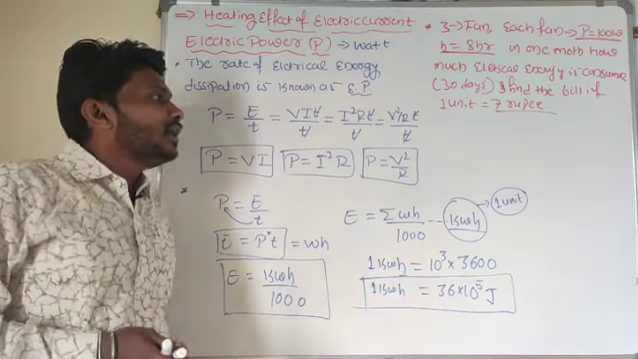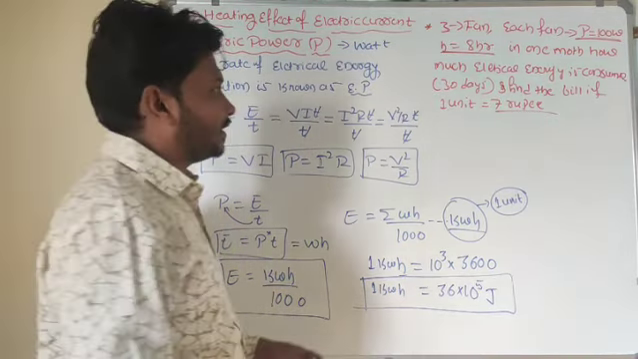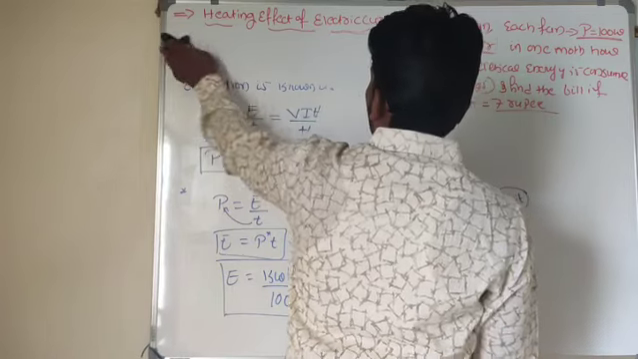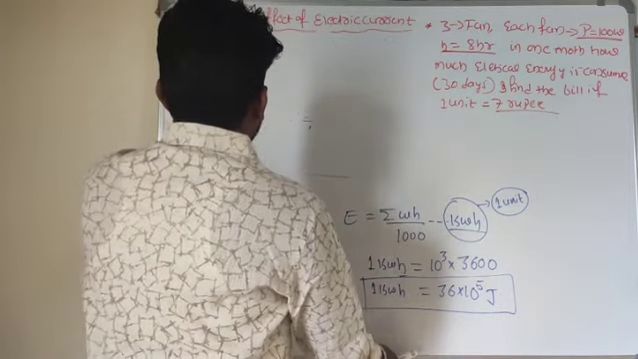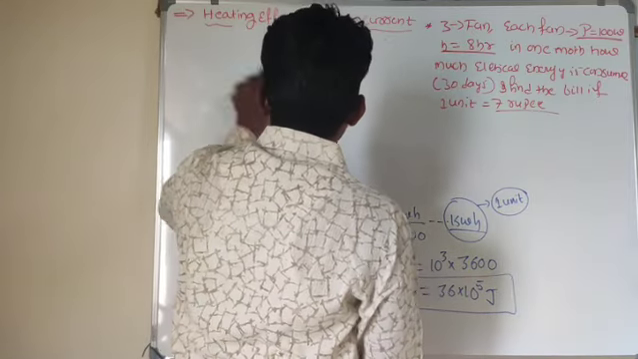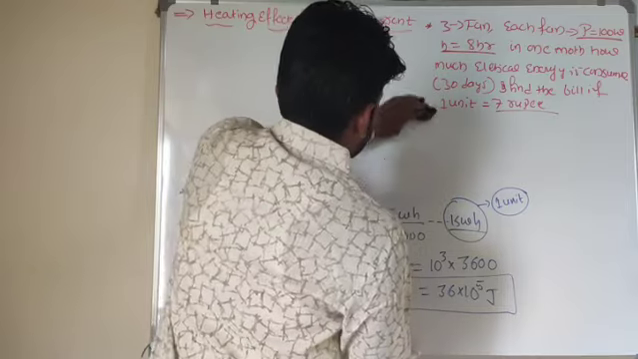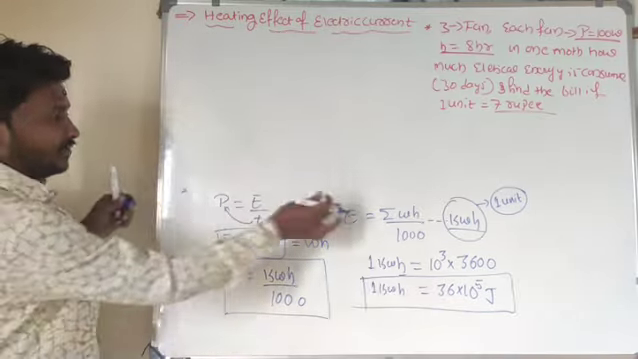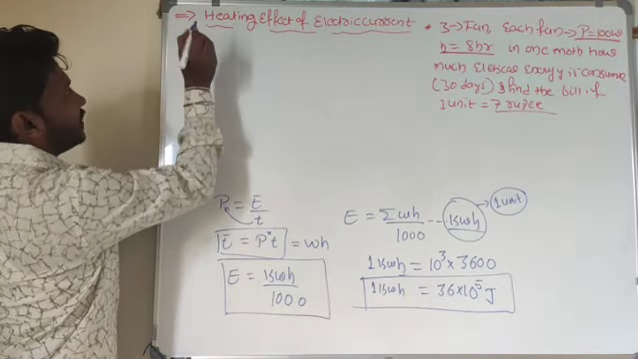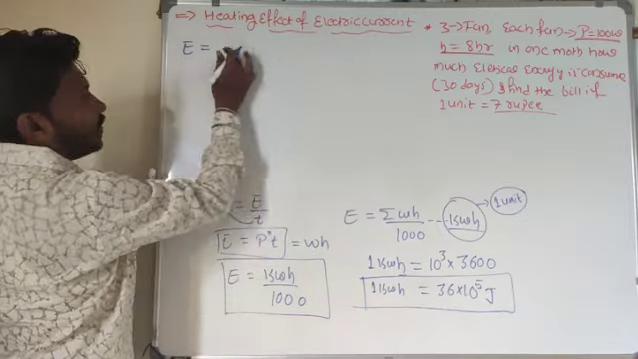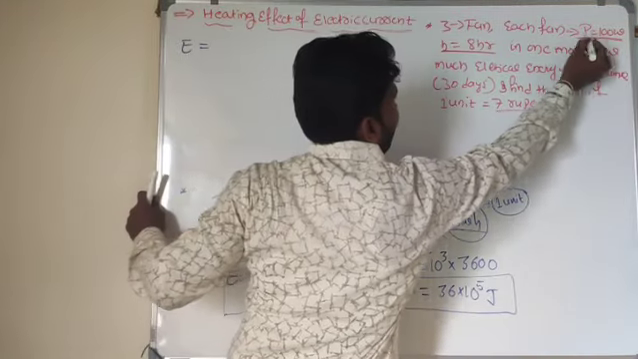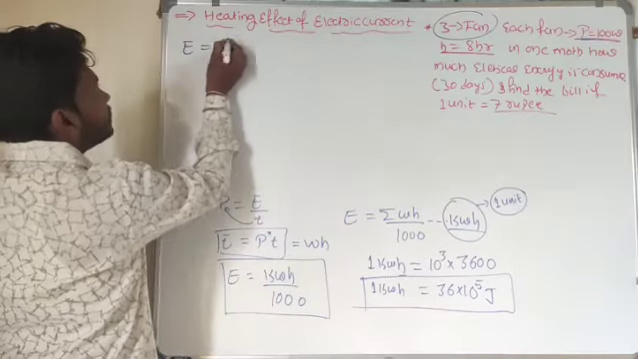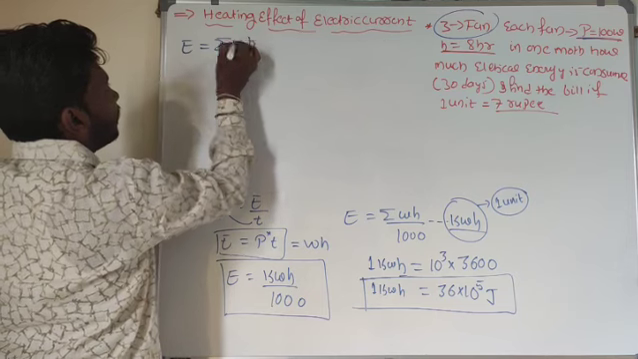I want to find out how much energy is consumed in 1 month. What is the connecting formula I need to use here? I will express the electrical energy in terms of kilowatt hour. Energy is equal to summation of watt into hour, where each fan has 100 watt and three fans are present.